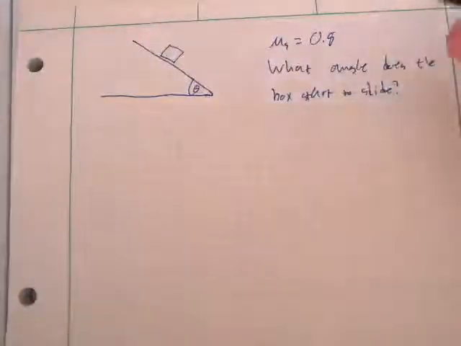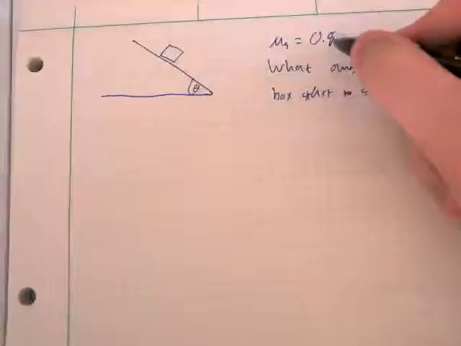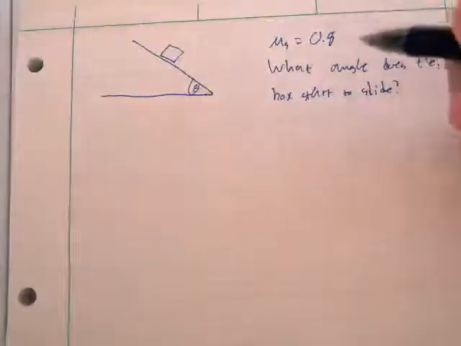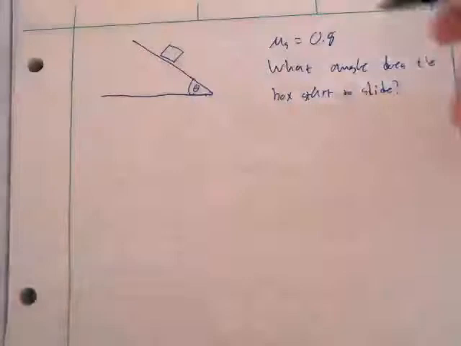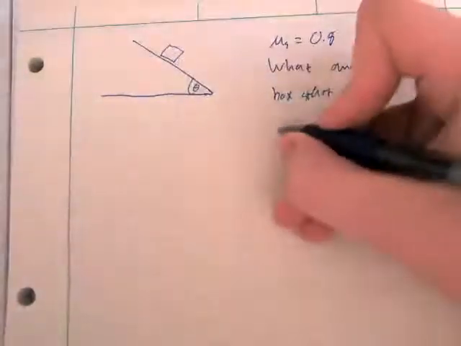And what I want to know, I'm just giving you the coefficient of static friction between the box and the bed of the truck, between this box and the ramp. And what I want to know is at what angle does this box start to slide? First of all, let me go over a little bit. Again, what do we know about friction?